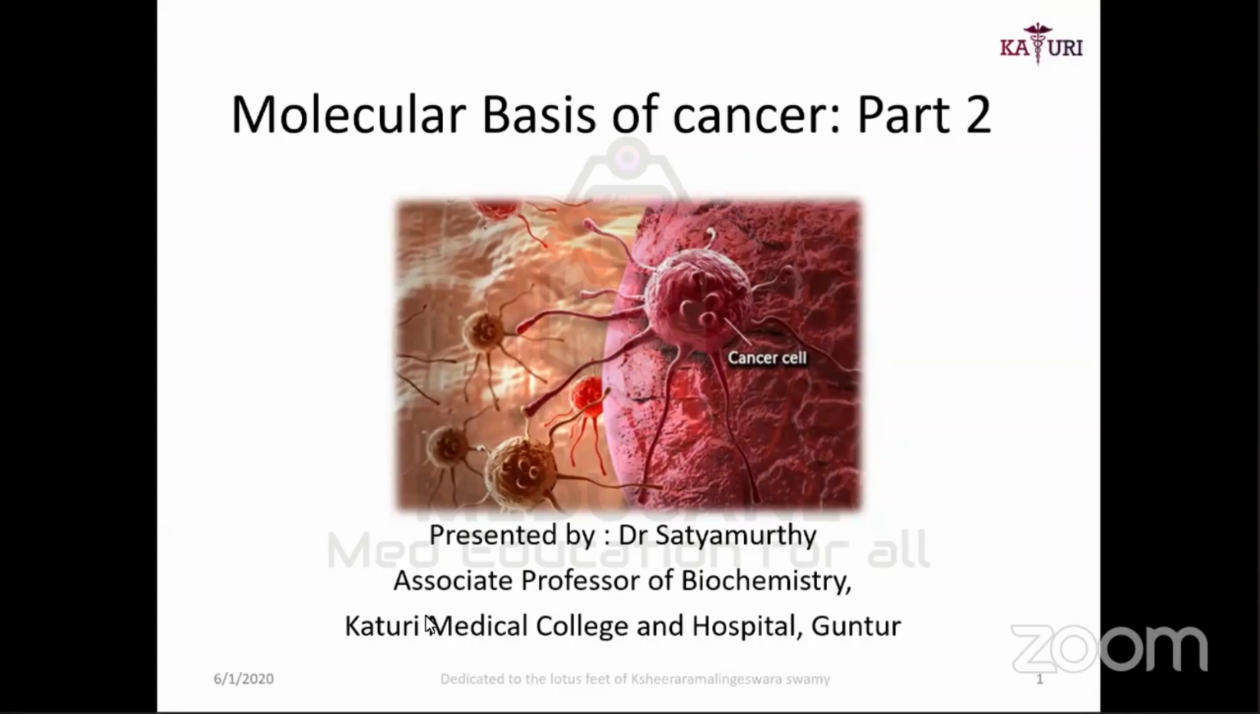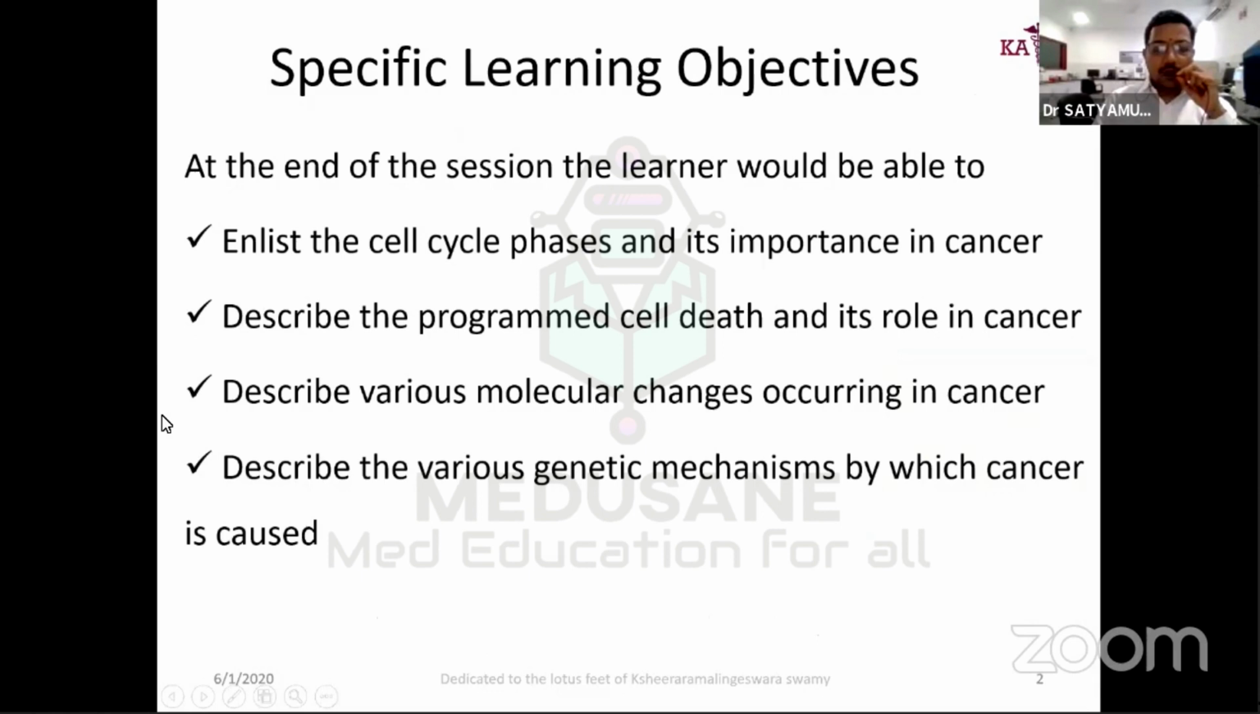Here we'll discuss today in the second session. We'll discuss the cell cycle phases and its importance in cancer, and describe programmed cell death and its role in cancer. Various molecular changes occurring in cancer with respect to DNA, the genetic changes, and various genetic mechanisms by which cancer is caused. So these are the different headings under which we'll finish this session.